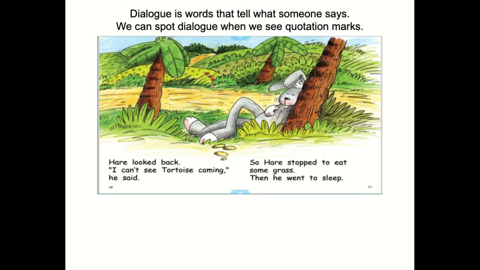Dialogue is words that tell what someone is saying. So you can spot dialogue when you see quotation marks in a story. Let's take a look at this page from Tortoise and the Hare. Do you see the dialogue in this page? That's right. The dialogue in this page is right here. I can tell because I see quotation marks, these little lines here and here that show where the talking starts and where the talking ends. You're going to be able to include those in your story to show where your characters are talking.